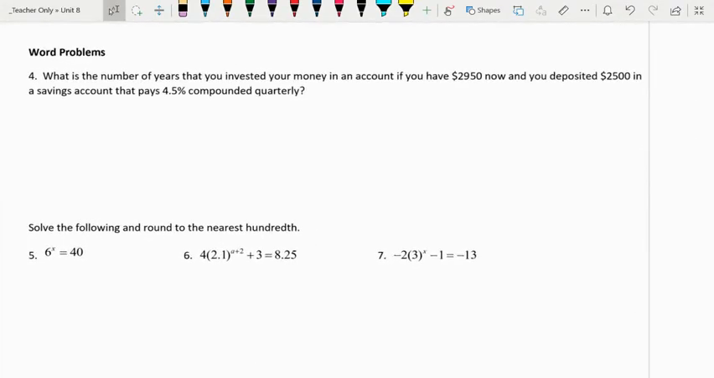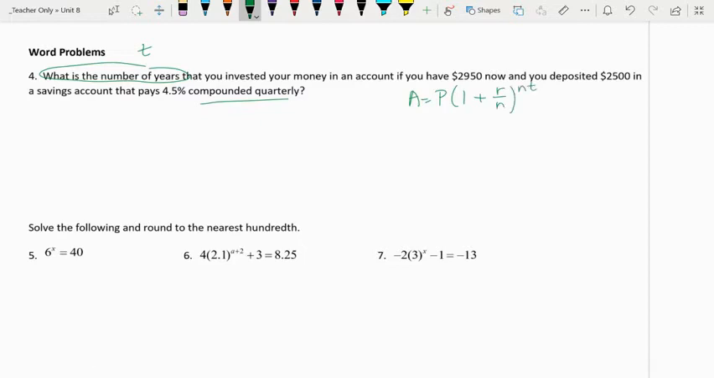All right, so then we have word problems. These are typically done the same way as you've seen in the past, but this time we're going to solve for something different. So it says, what is the number of years? So we're trying to solve for t in our formula. That you invested your money in an account if you have $2,950, but you deposited $2,500, and it pays 4.5% compounded quarterly. So this was our A equals P times 1 plus r over n to the nt.